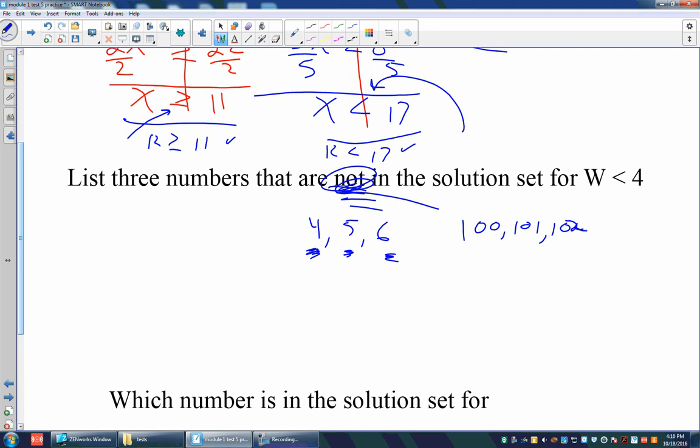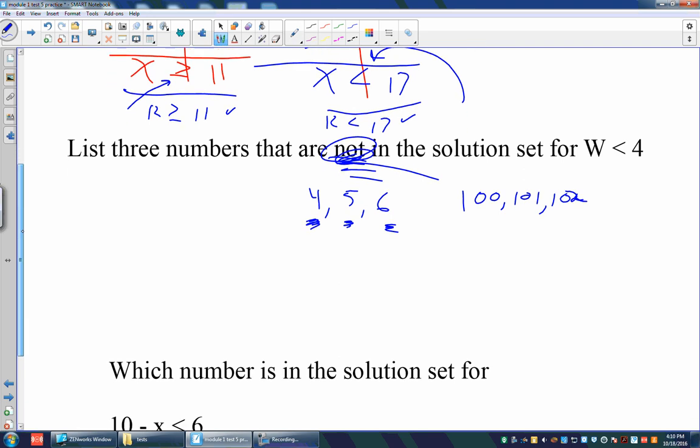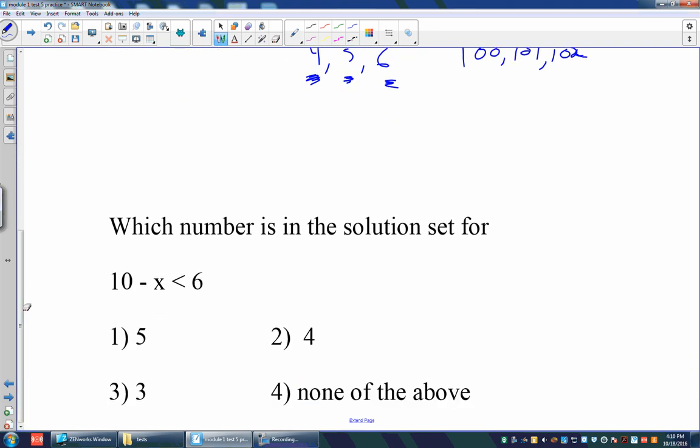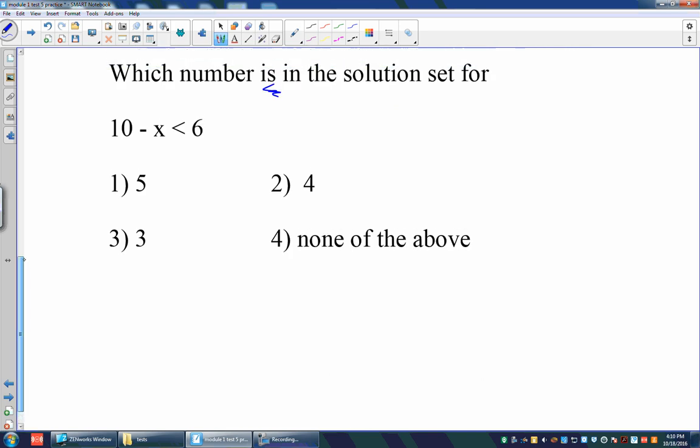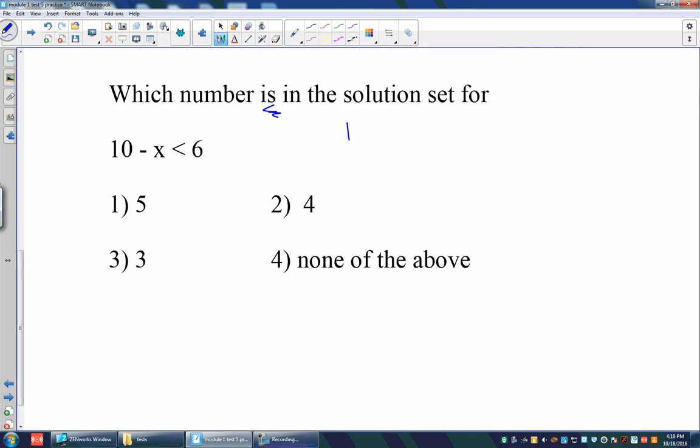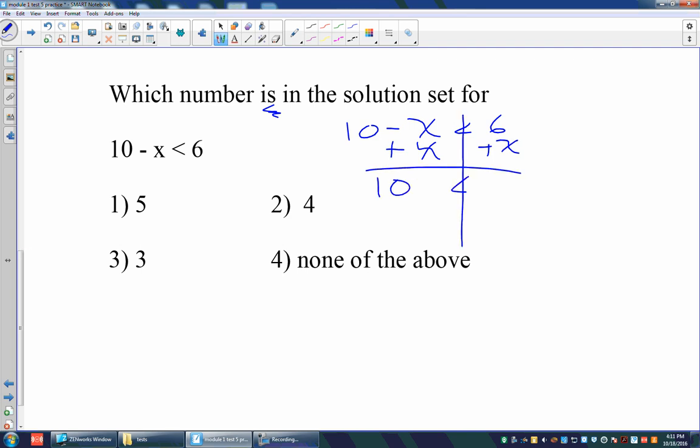Draw a little neater than me. There we go. Which number is in the solution set? Well, why is this question here? Because we have a negative x. So you add x to both sides. Remember, Miss Cody said we want to deal with positive coefficients. We want to deal with positive emotions, positive feelings, positive attitudes.